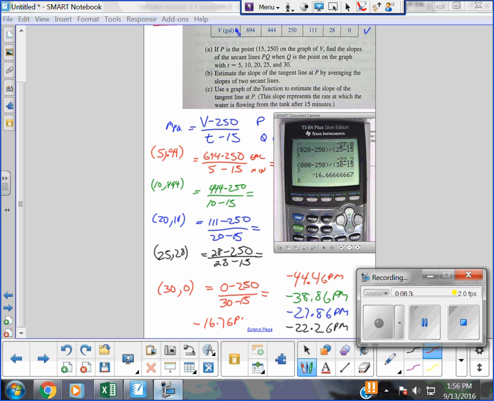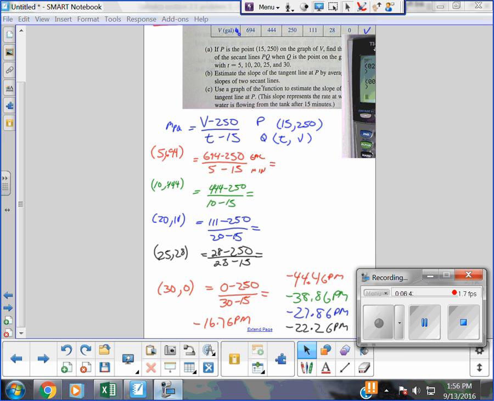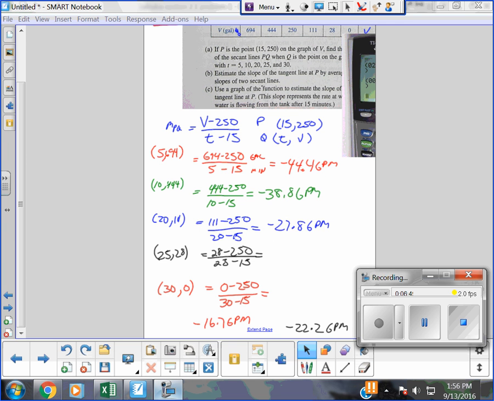Gallons per minute. I'll take a snapshot here of the calculator. Just get it out of the way. All these values now, this is letter A. Does it make sense that they're all negative?